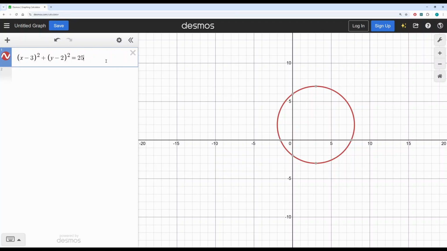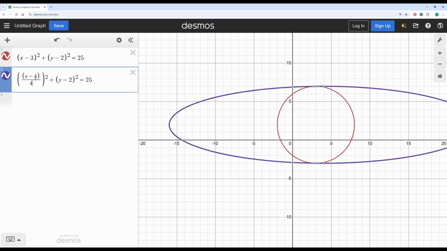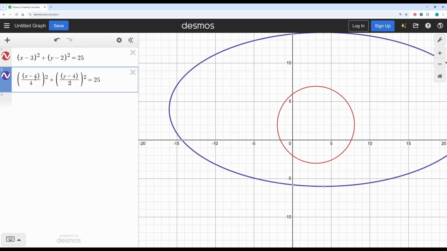So we have our original equation here, x minus 3 squared plus y minus 2 squared equals 25. Let me copy this and make it over here. And let's actually put in the new one. So we translated it and we end up with x minus 4 over 4 squared. And then we ended up with y minus 4 over 2, I believe it was. And there we go.